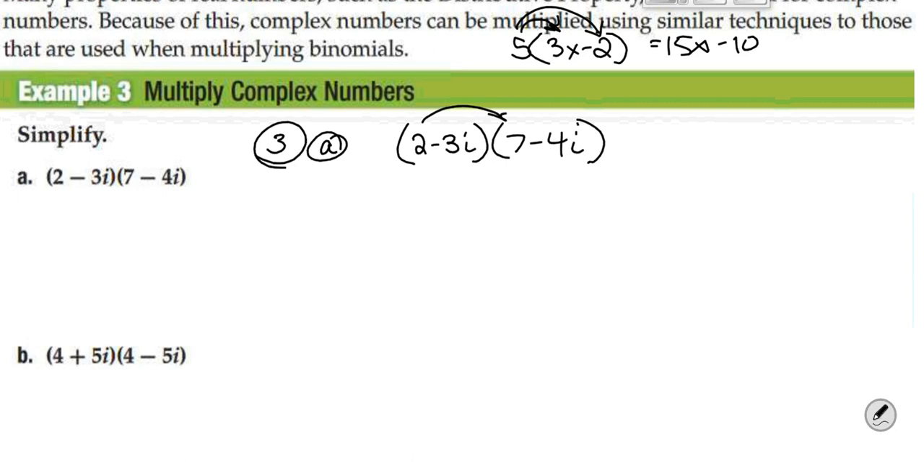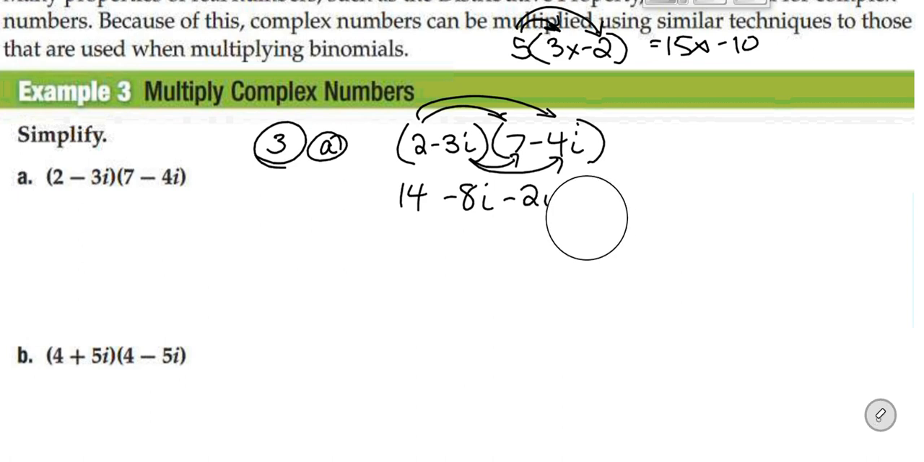2 times 7 is 14. 2 times negative 4i is minus 8i. And then I'll do the same thing with the negative 3i. I'll multiply it times 7 and then times negative 4. So negative 3i times 7 is minus 21i. Oops, that did not turn out well still. And then negative 3i times negative 4i is plus 12i squared.